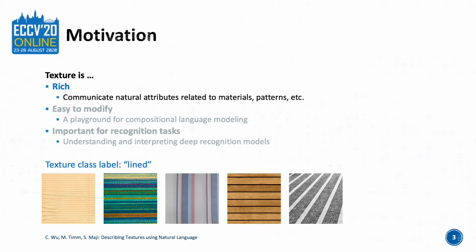So, why is it necessary to combine textures with natural language? Firstly, texture has rich details. For example, all the images here are labeled as lined texture, but they vary a lot in material, color, and specific patterns. Existing study of texture mainly uses binary class labels, while existing vision language datasets have very limited treatment on texture. This motivates us to use natural language attributes to describe rich details of texture.